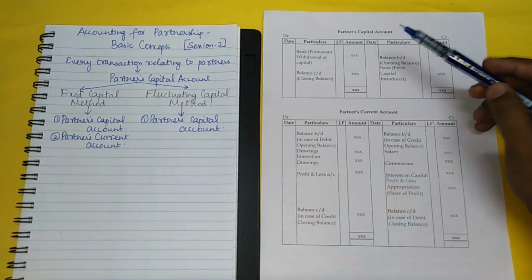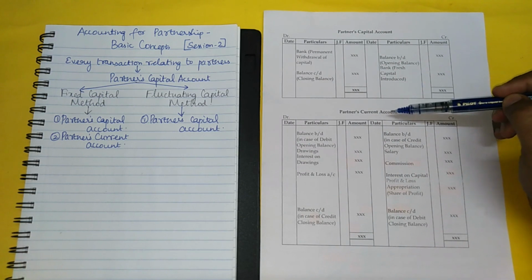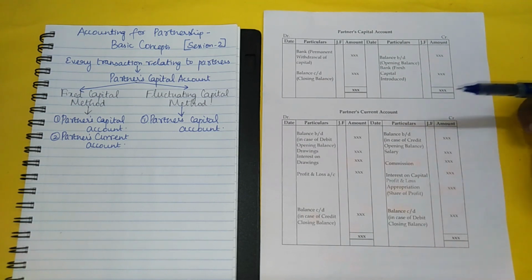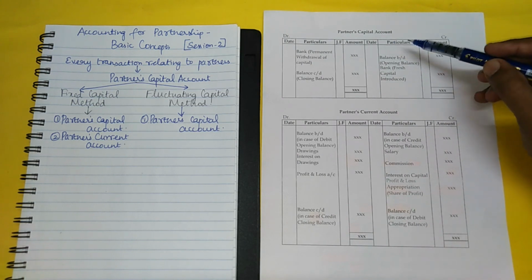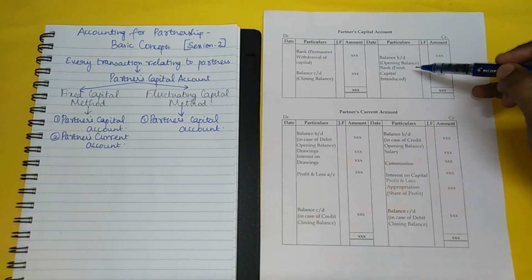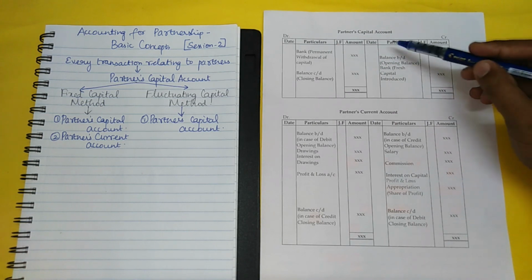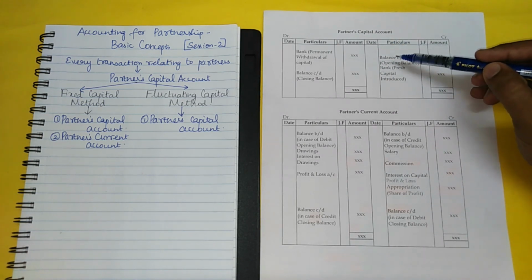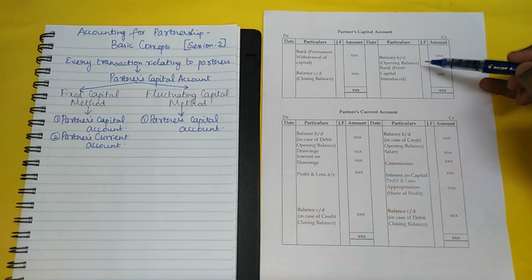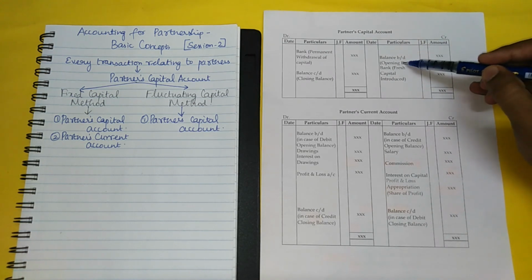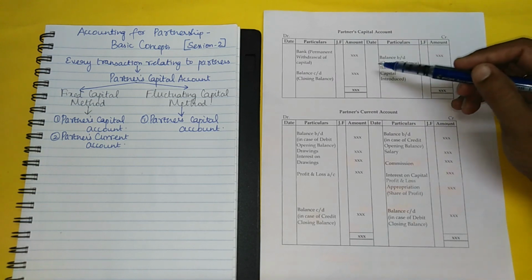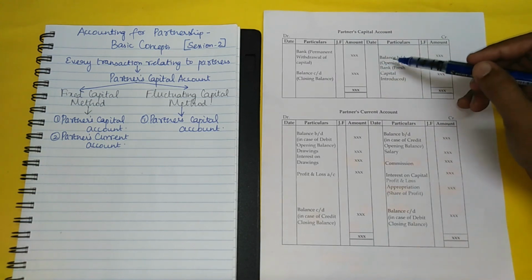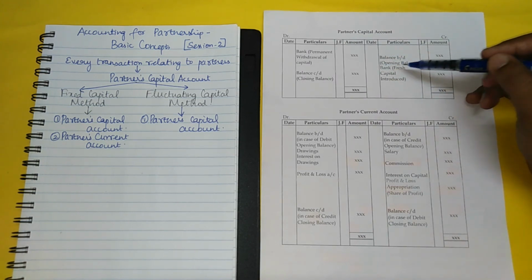Now let me show you how the partners' capital account and partners' current account would appear under fixed capital method. So this is the format of the partners' capital account and partners' current account under fixed capital method. Let us go through this. Under partners' capital account, we will be having the opening balance. As we already saw, the opening balance of the partners' capital account under fixed capital method will always be on the credit side. So we are writing here balance brought down. We will be recording only the addition to the capital and withdrawal of capital in the partners' capital account. So additional capital will be recorded on the credit side.